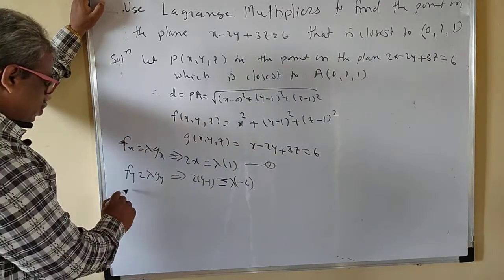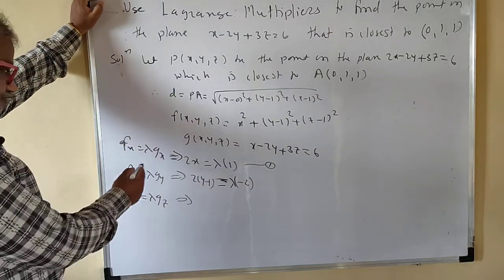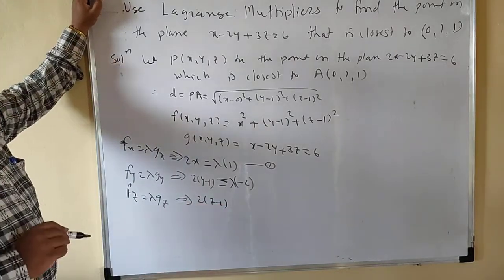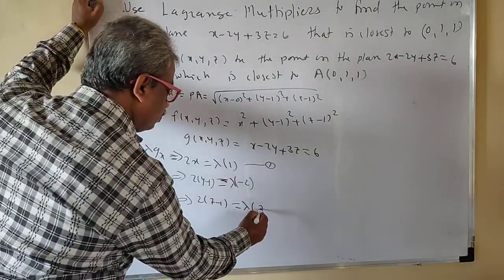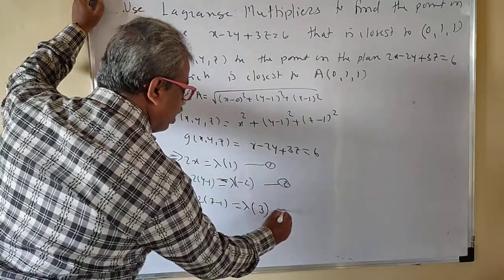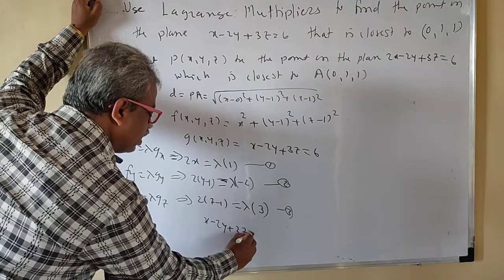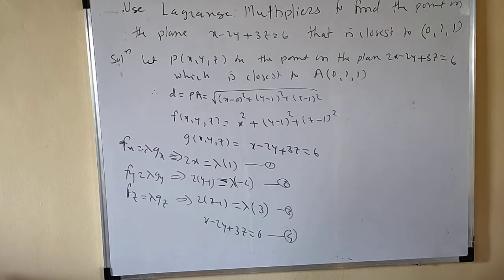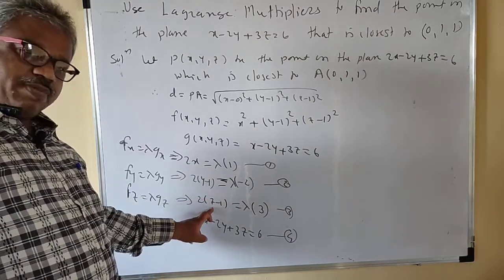Okay. So fz is equal to lambda gz. So this is fz, which is 2 into (z minus 1) into the derivative of z minus 1, which is 1. So this is equal to lambda into 3 now. I call this 2. I call this 3. And this will be your 4 now: x minus twice y plus 3z is equal to 6. With the help of these 1, 2, 3, 4, we have to find the values. Okay. So what we will do now here, I can find the value of x from here, the value of y from here, and the value of z from here.